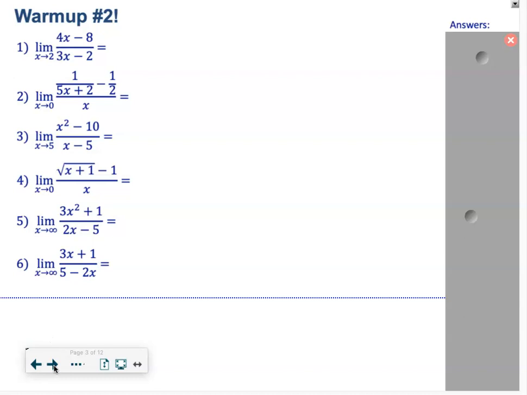There are six wonderful review limits. Let's see how well we do with our limits. While we are doing these, I'm going to play a little background music.